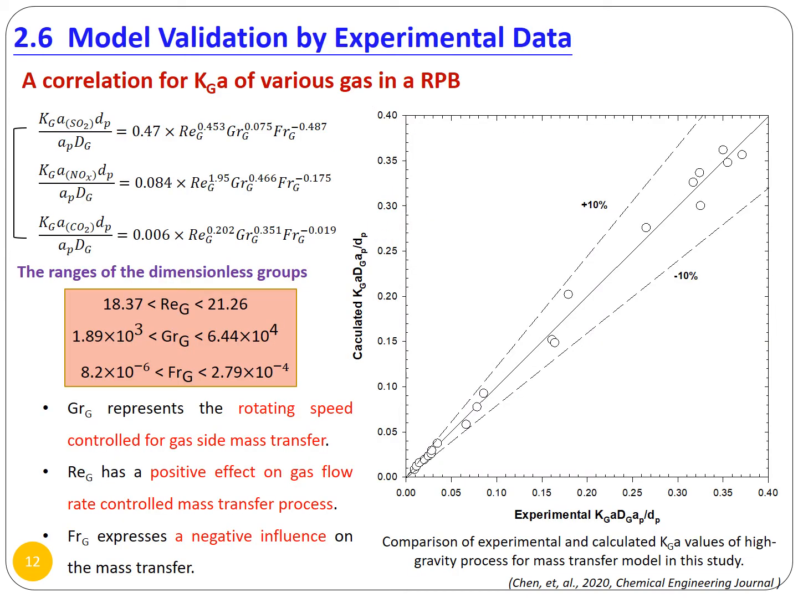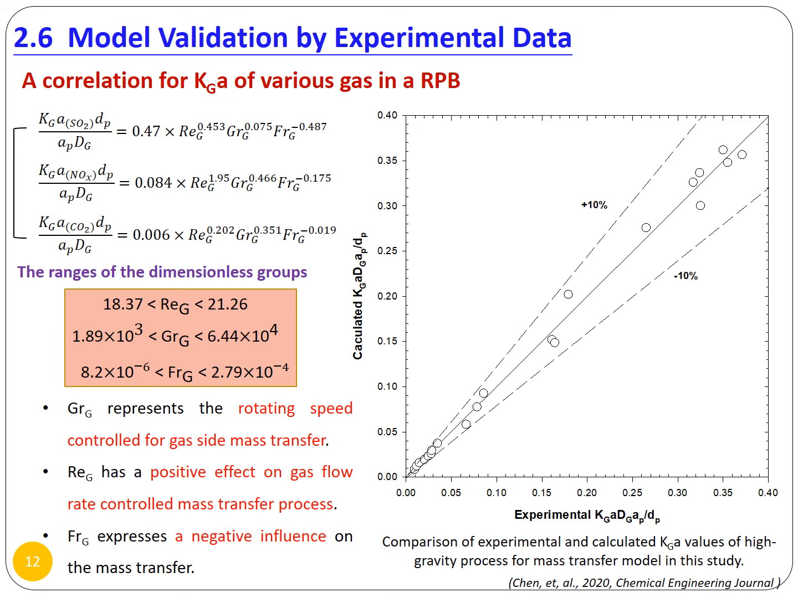Then we also create a correlation for the mass transfer coefficient of different kinds of gas in our system. So the Grashof number represents the rotating speed can control the gas side mass transfer. So we determine the different ranges of different dimensionless groups. Then the Reynolds number has a positive effect on those three equations. It shows the gas flow rate can control the mass transfer process.